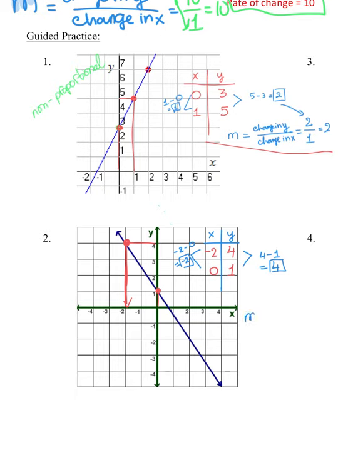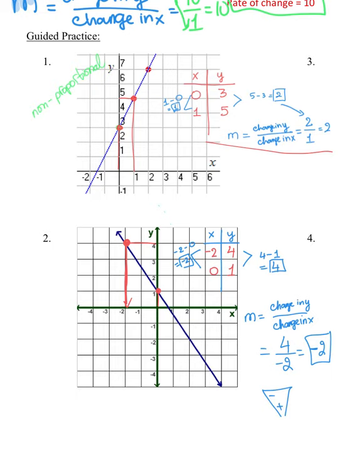So my rate of change M, change in Y over change in the X. So change in Y is 4. Change in X is negative 2. And we're going to simplify this one. So positive divided by a negative, your answer will be negative. So 4 over 2 is 2. So rate of change is negative 2.